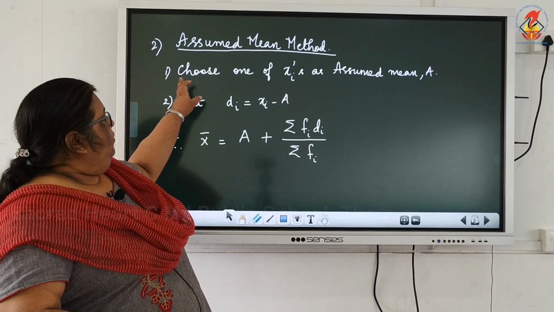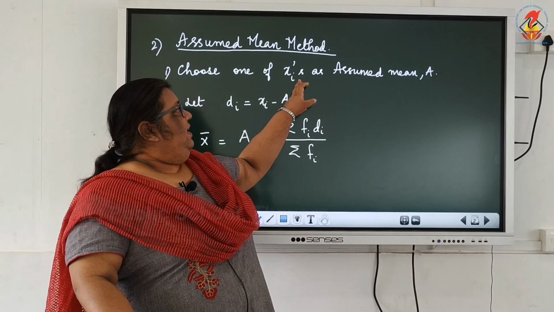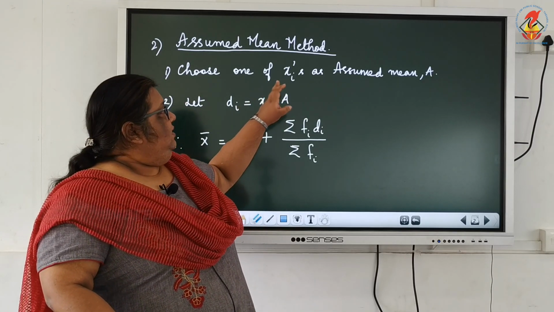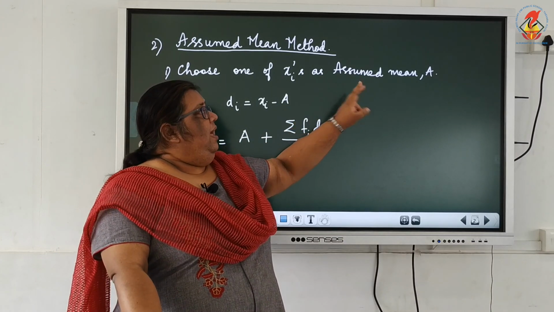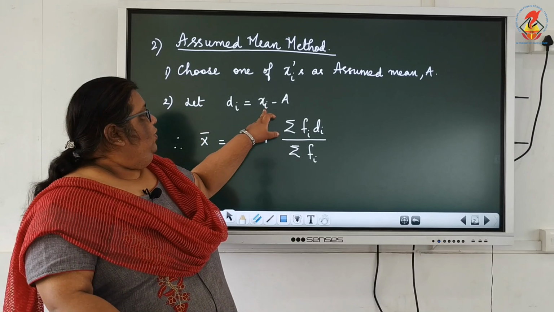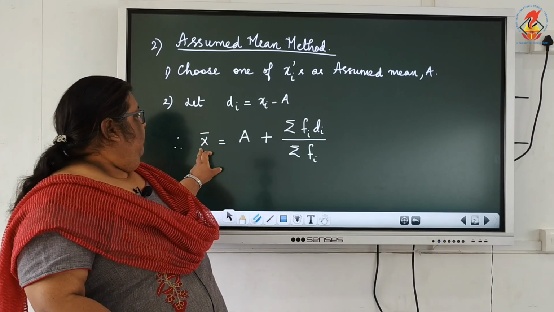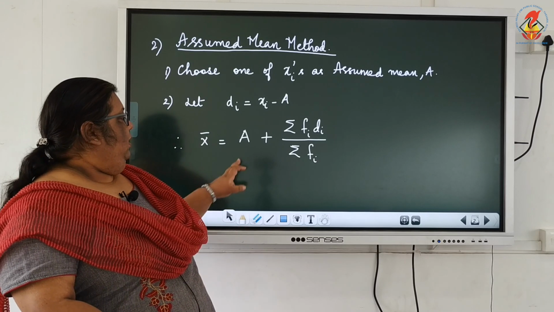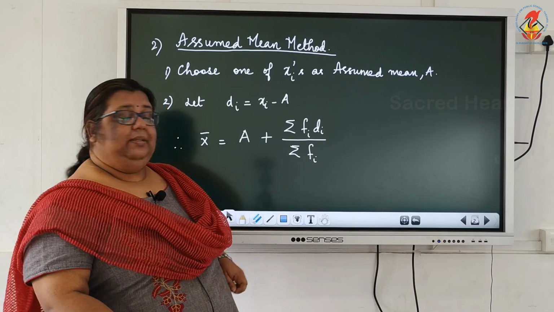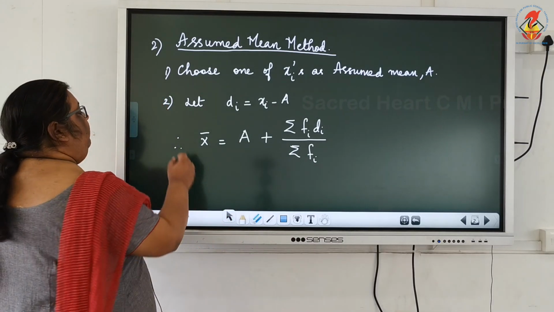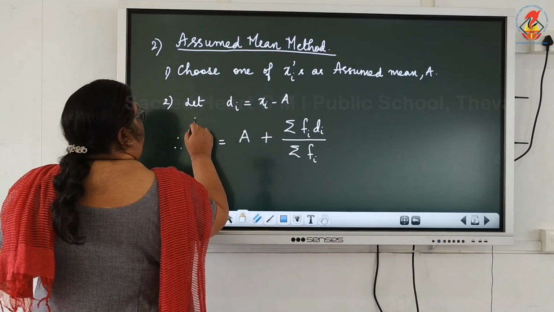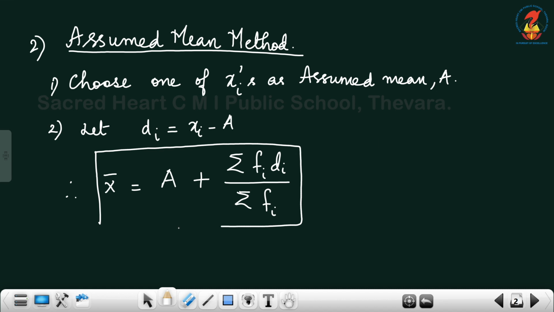The first step is to choose one of the xi's. Xi means the class mark or the midpoint of the class intervals, taken as the assumed mean, and denote it as capital A. Let di is equal to xi minus A. Therefore, arithmetic mean x bar is equal to A plus sigma fi di by sigma fi. So, with the help of the assumed mean method, we can find the x bar with this formula.